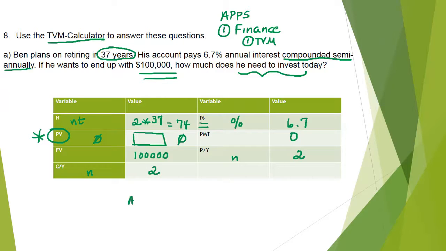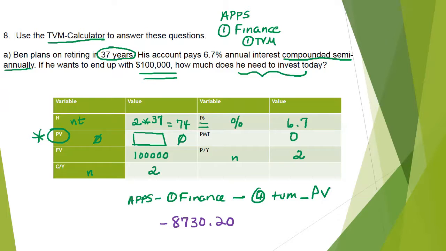And again, choose the apps button, followed by option number 1, which is finance. And then this time, since we're looking for the present value, on our TVM calculator, that's going to be option number 4, which is TVM and then an underscore present value. And that's going to give us our present value. Now when you do that, it actually comes up as a negative amount. So the answer that should appear on your calculator is negative 8,730.20.